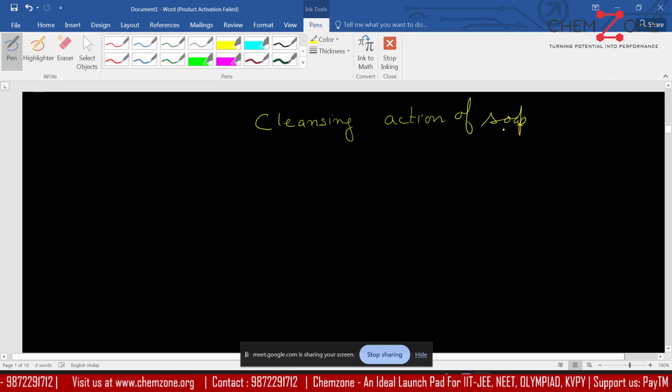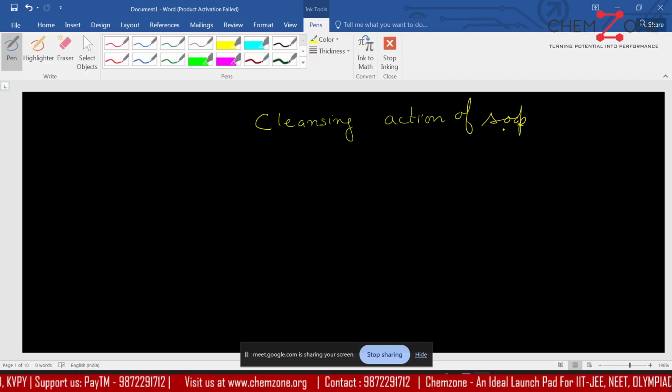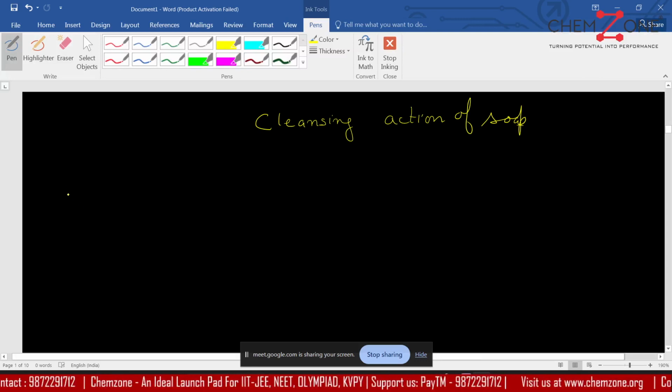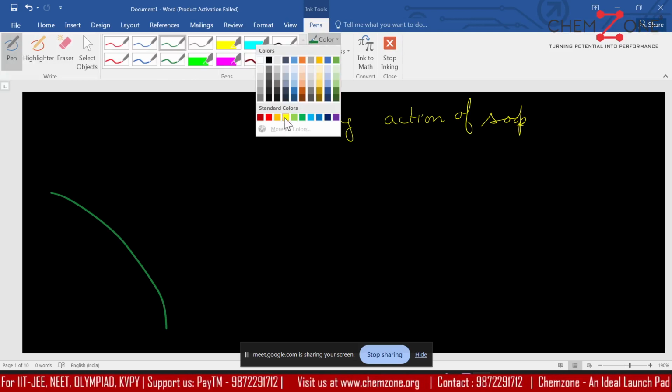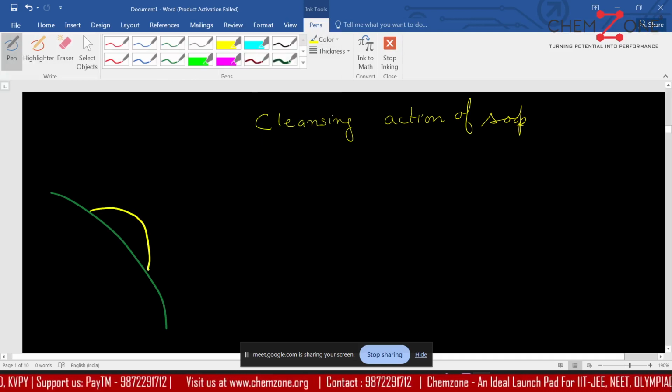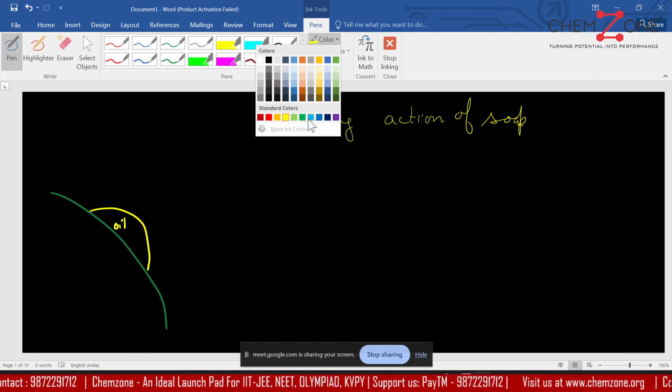Cleansing action of soap, right? How soap cleans the cloth. Basically, the purpose of using soap is to remove the oily dirt stuck on the cloth, right? This is a cloth, and this is the oil that is stuck over the cloth.